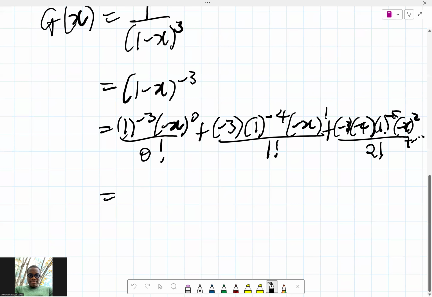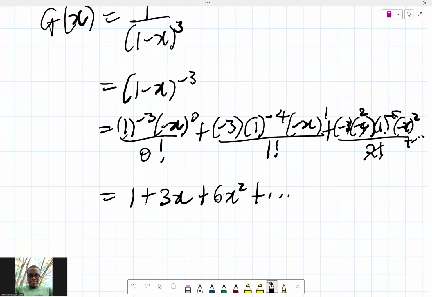So of course, the first one is always 1 because 1 raised to minus 3 is 1, minus x raised to power 0 is 1, and 0 factorial is 1. Then here we have minus 3 times minus x. 1 raised to power anything is 1, so this is now plus 3x. And next, we have 2 factorial, which is 2. So we have 3 times 2, 6, and minus x squared is x squared. Minus 3 times minus 2 is 6, so we have plus 6x squared, and so on and so forth.